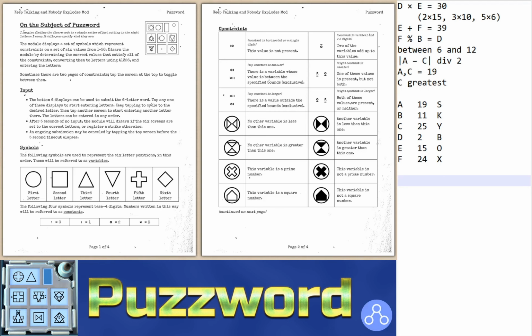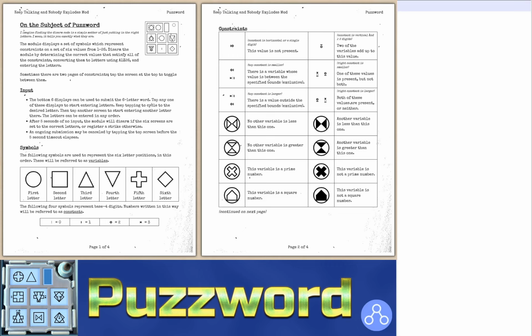Okay, once again I've placed the module that we're looking at in the bottom left corner of your screen, and let's go through all of these constraints in order. The top one has a circle and a plus sign, so that would be alpha and echo.